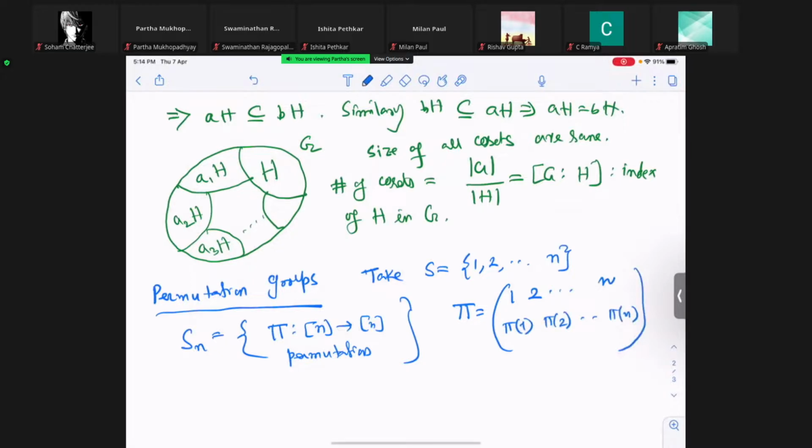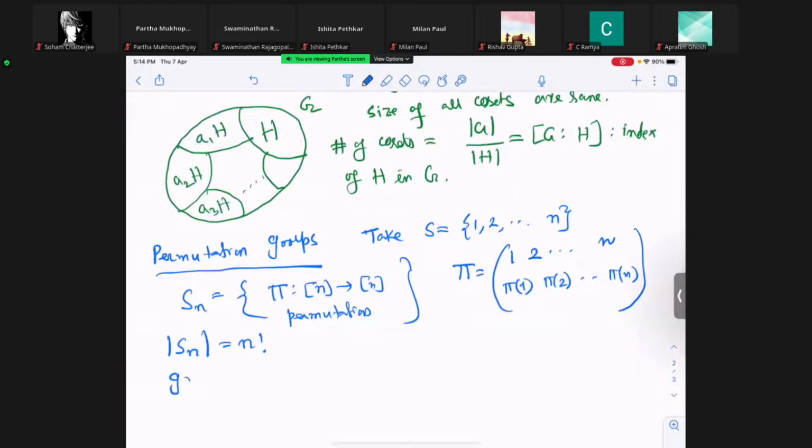If you don't understand something, just stop. I'm just assuming that you know it, so I'm going a bit fast. Okay. So this is a set. The cardinality of the set is all possible permutations, and it is a group under composition operation.